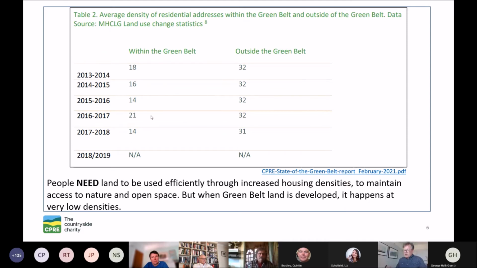spaces. And I always say, to justify exceptional circumstances for removing land from Greenbelt, we need to see exceptional outcomes in terms of sustainable development. And at present, to be honest, we're seeing the opposite, and that's something that the planning system needs to urgently address.